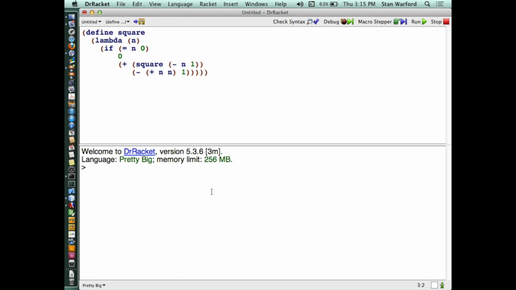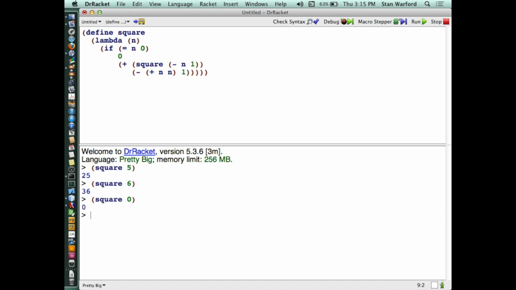So now let's try it. Square 5. Oh, just to show that it was not a coincidence, square 6. And just to test the base case, square 0. Yeah? Are we good? Does everybody see how that, are we good with that?